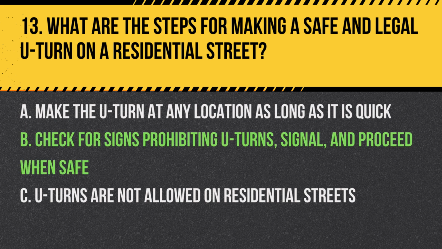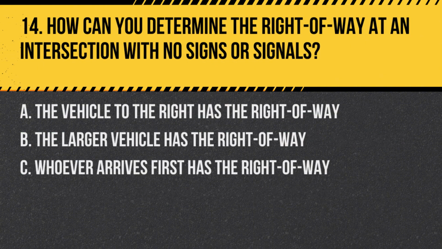Answer: B. Check for signs prohibiting U-turns, signal, and proceed when safe. Always ensure U-turns are permitted and that the maneuver can be completed safely. Question 14. How can you determine the right of way at an intersection with no signs or signals?